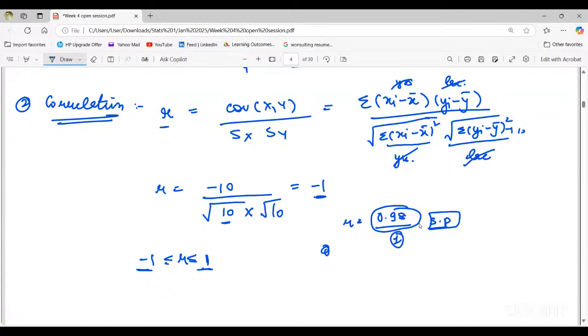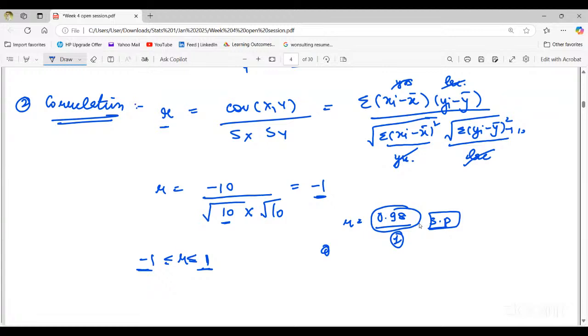Ma'am, for exact 0, we should tell that, right? Yeah, correct. If it is a bit like 0.1 also, then weakly it's like associated, negligible only, right? If it's 0.1 only, that means it's 0 only. I wanted to ask, if it is closer to 0, should we say weakly associated or not associated? My doubt is that.